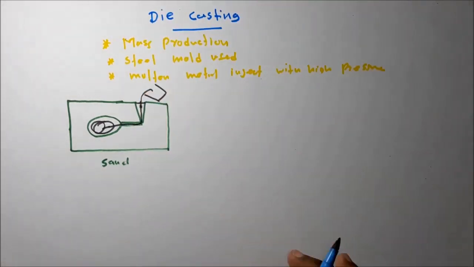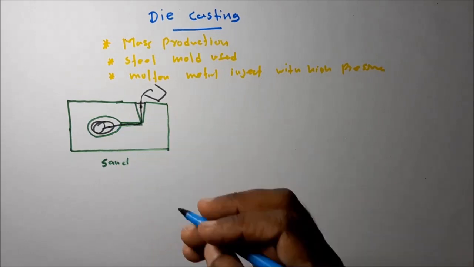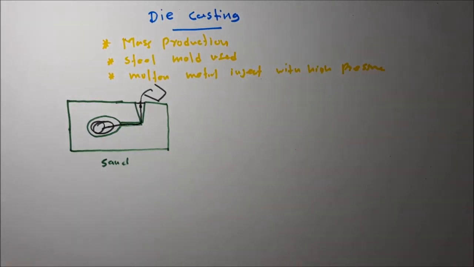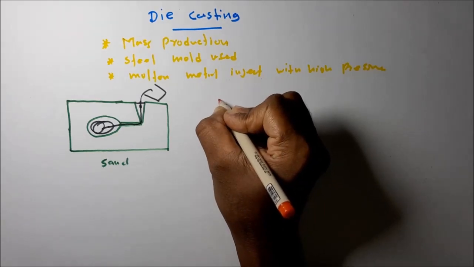But in die casting, what happens? This molten metal is injected into the cavity with a greater pressure, applied using hydraulic cylinders. The mold is made using steel, so the mold making cost is very high, so this method is only suitable for mass production of items. There are two types of this process, called the hot chamber die casting and the cold chamber die casting processes.